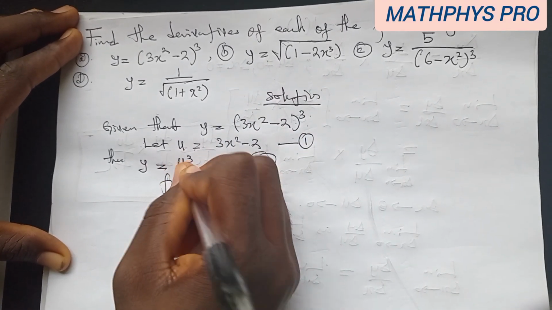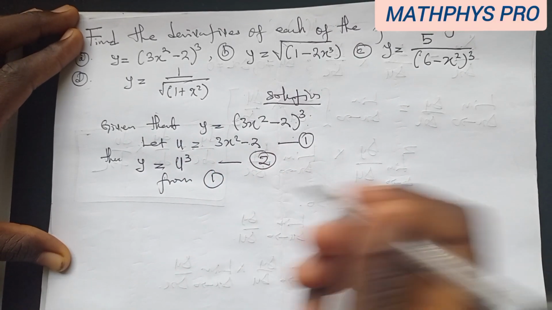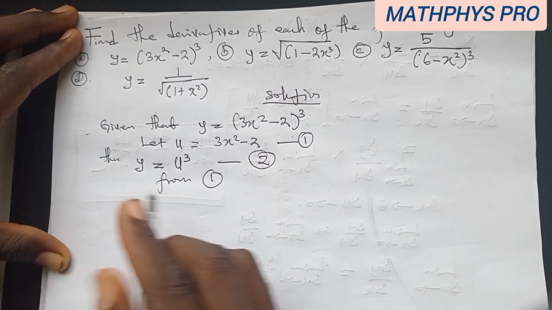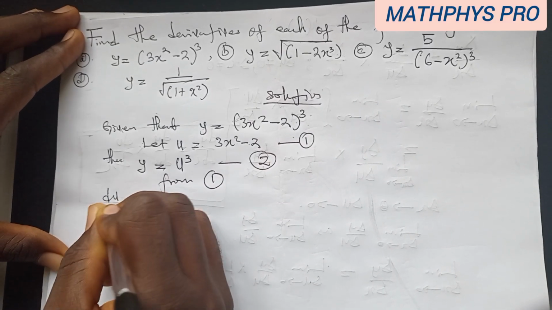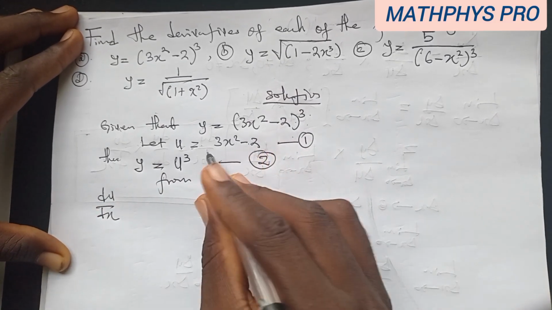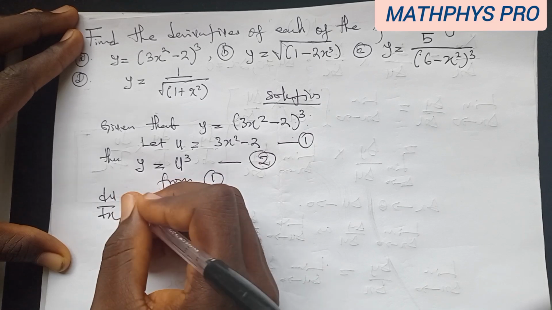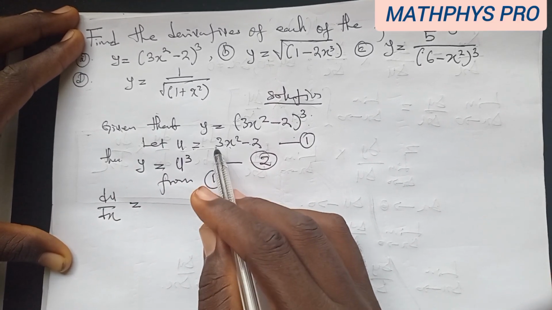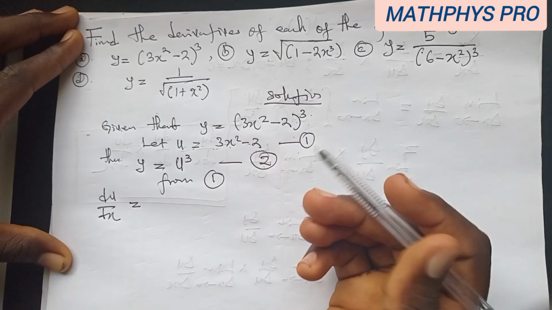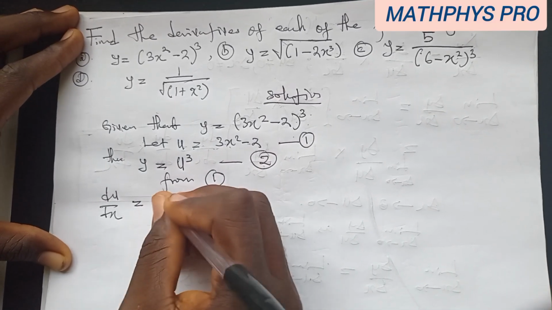Now from equation 1, we can say that du dx, if we differentiate, will be what? Differentiate 3x squared gives you 6x. If you differentiate minus 2 it is 0. So we have 6x.